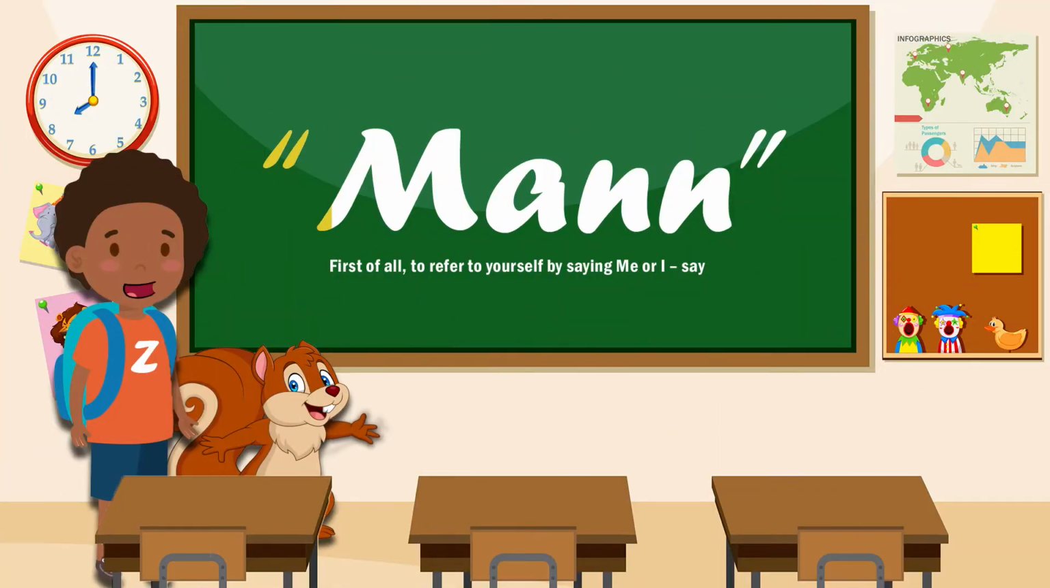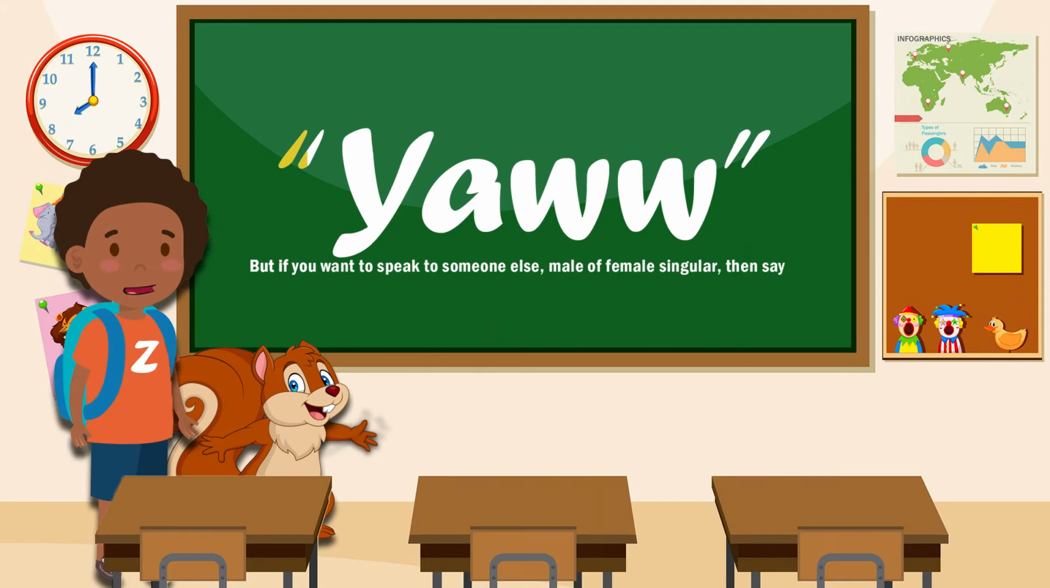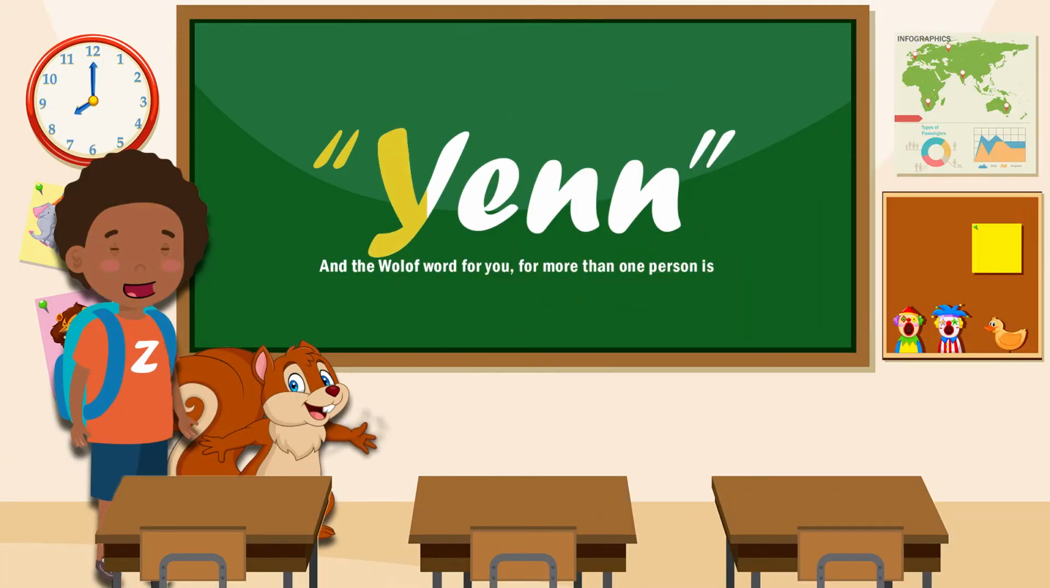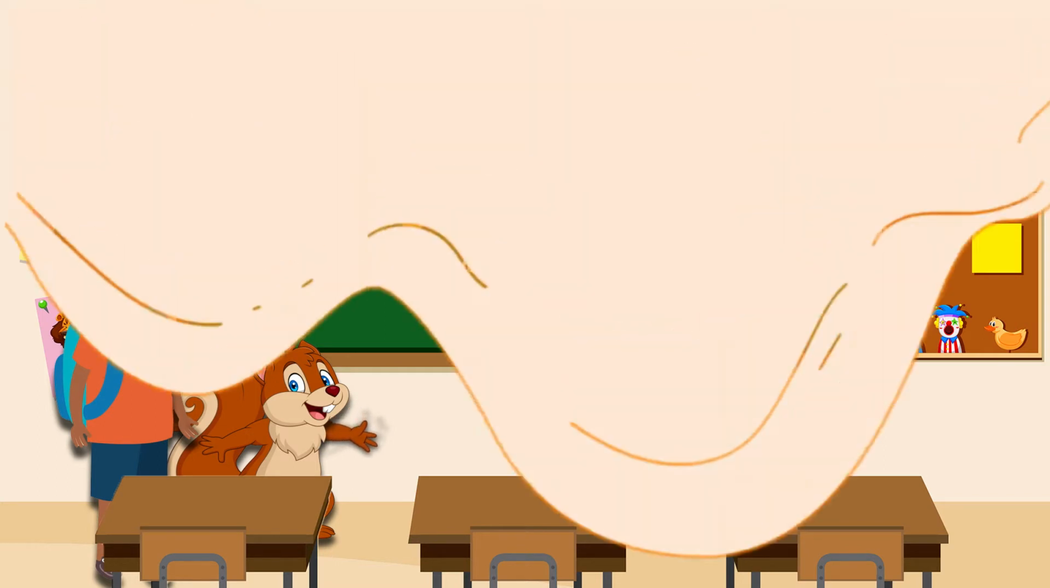First of all, to refer to yourself by saying me or I, say man. But if you want to speak to someone else, male or female, singular, then say yow. And the Wolof word for you, for more than one person, is yen.